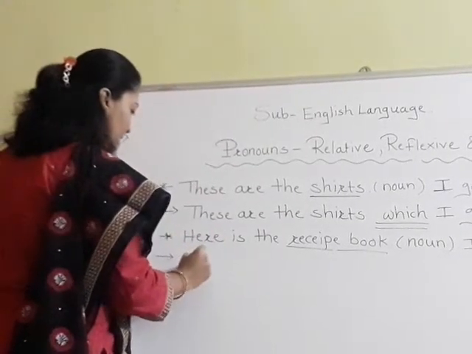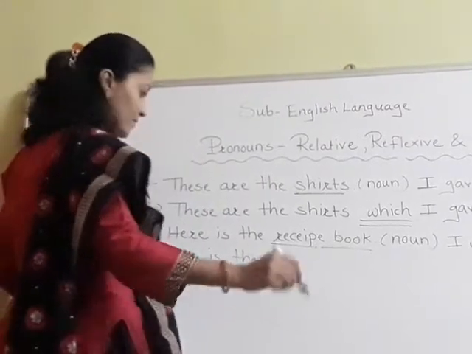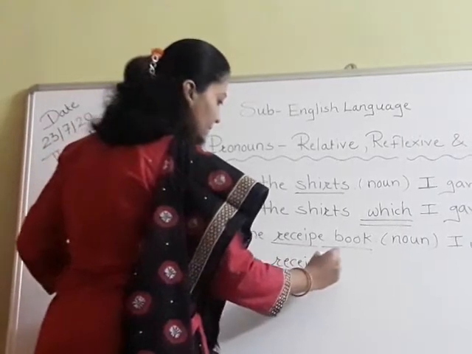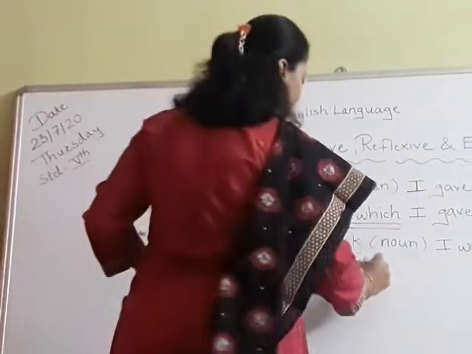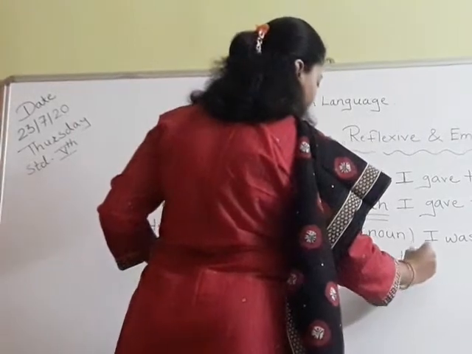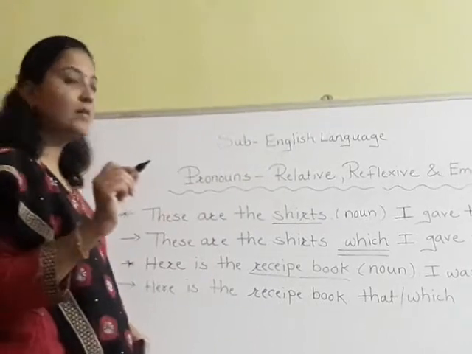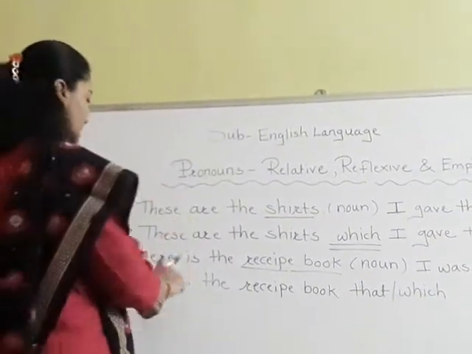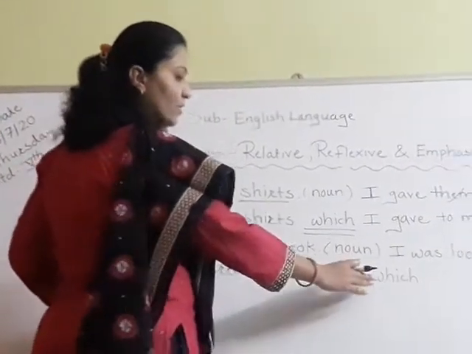Here is the recipe book. We can write that also, and we can use which also. But at one time you have to use only one of it. Okay. Here is the recipe book. Either you can write here that or you can use which.